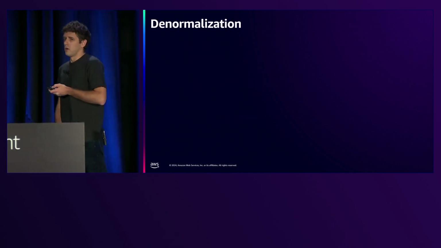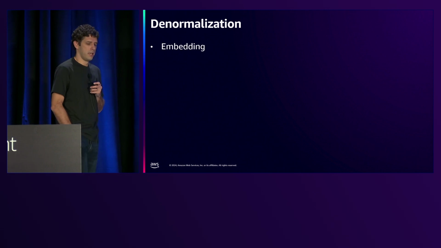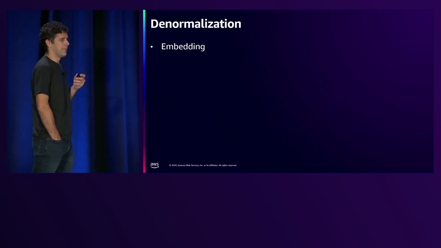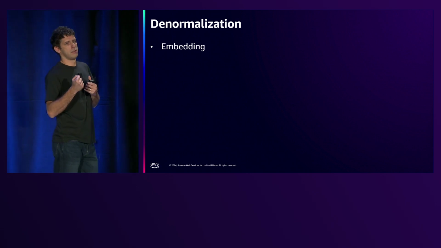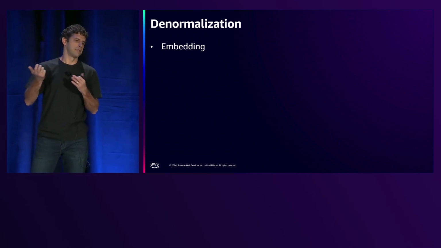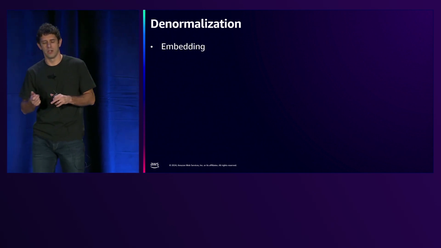So just a little bit on denormalization. There are basically two different ways you want to be denormalizing. One is embedding, right? Where maybe you have, I guess, in a normalized model, any attribute should be a scalar value, like a string or a Boolean or an integer, something like that.